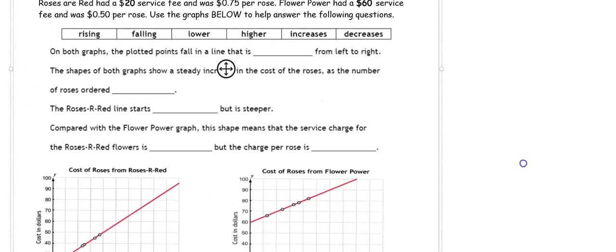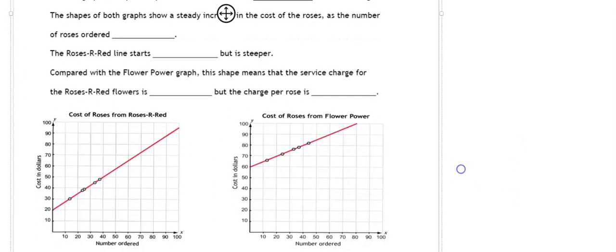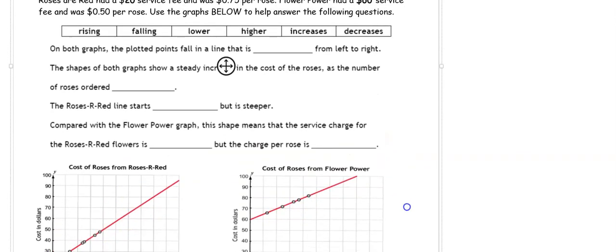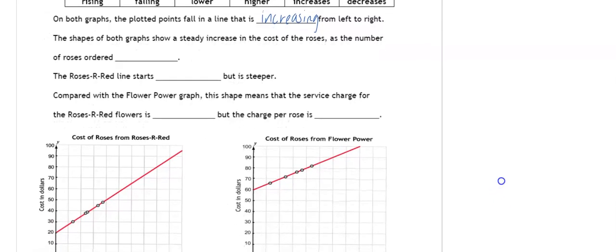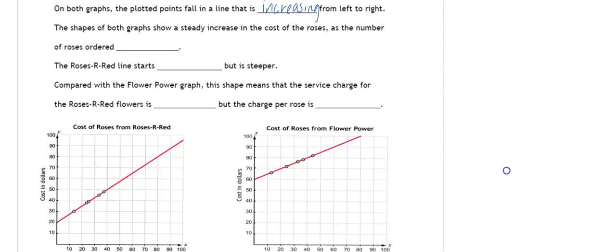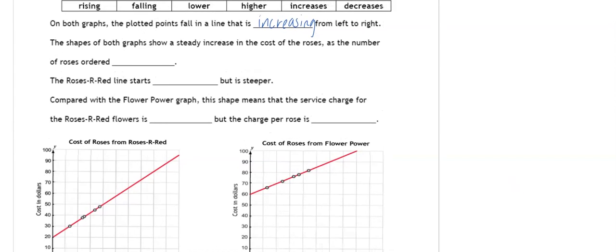So on both graphs, the plotted points fall in a line that is blank from left to right. So what's happening to these lines? Are they going up? Or are they going down? Well, if you notice in both graphs, they are going up. Therefore, would we say rising, falling, lower, higher, increasing, or decreasing? Okay, on both graphs, the plotted points fall in a line that is increasing from left to right. The shapes of both graphs show a steady increase in the cost of the roses as the number of roses ordered increases.